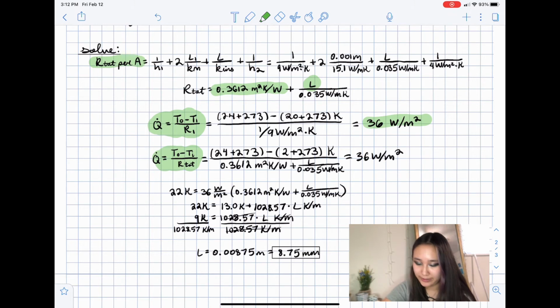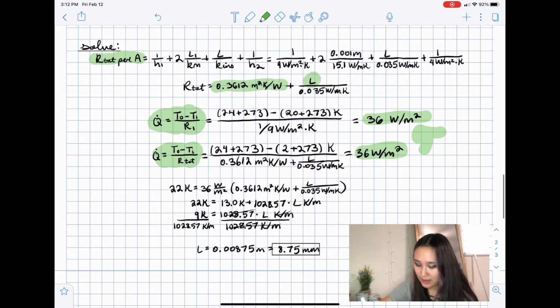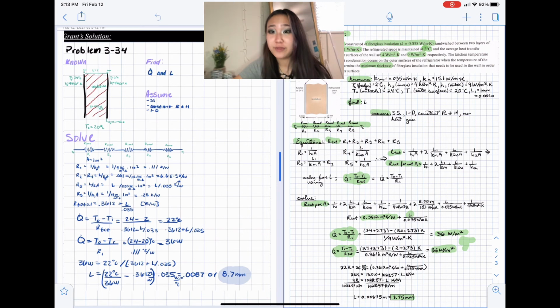Then we go back into the Q dot equation for the total. Since this first one here, we only used our resistance 1 so that we could use our known temperatures to get the rate. And then once we plug in all of the equations we have for the second rate equation, you can just set it equal to the previous known value that we found. And once you do some simplification, you can eventually solve for L. And I got 8.75 millimeters.